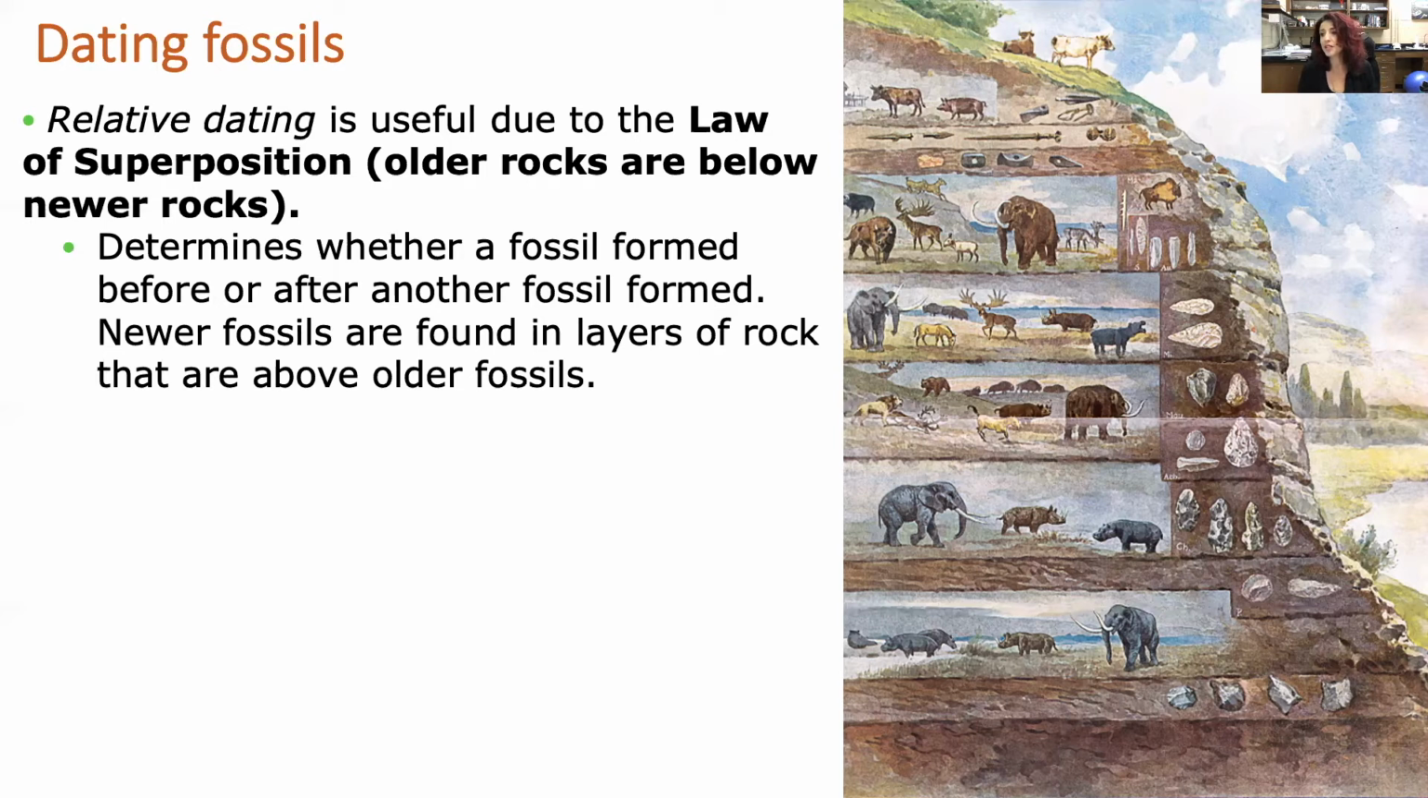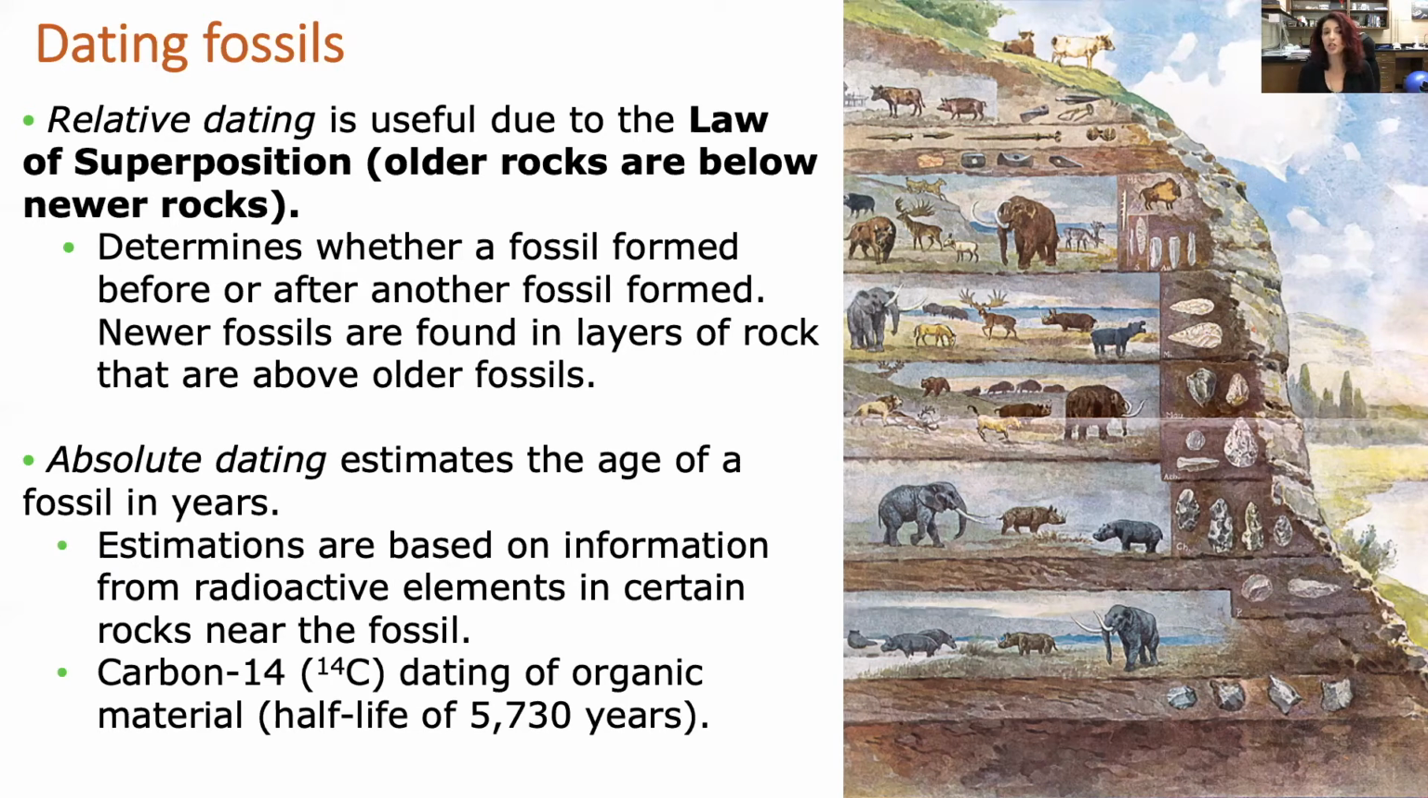So this determines whether a fossil formed before or after another fossil formed. And newer fossils are found in layers of rock that are above older fossils. Again, unless there's some sort of disturbing activity or process like a mountain building event.